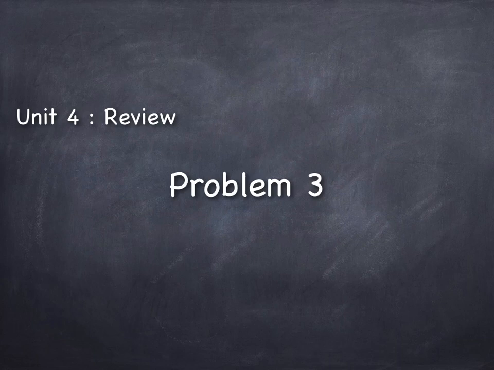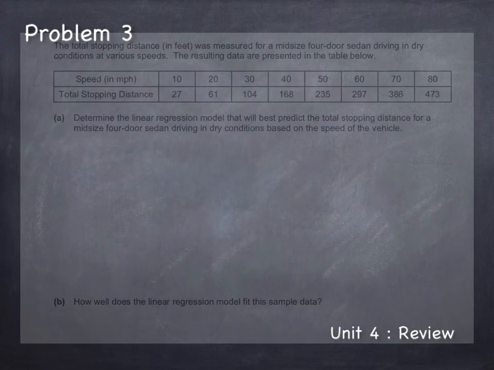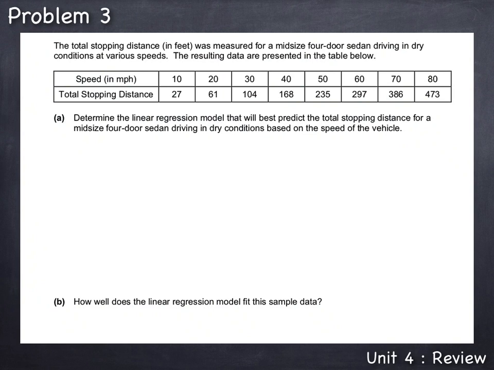Unit 4 Review, Problem 3. The total stopping distance in feet was measured for a mid-size four-door sedan driving in dry conditions at various speeds. The resulting data are presented in the table below.